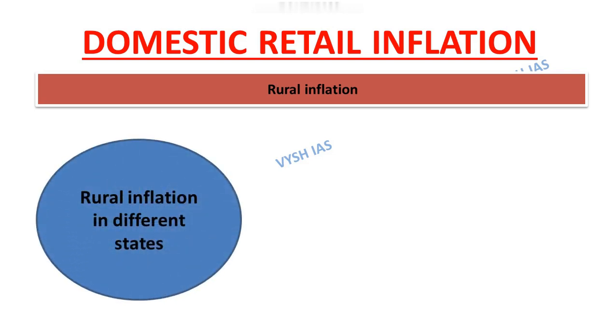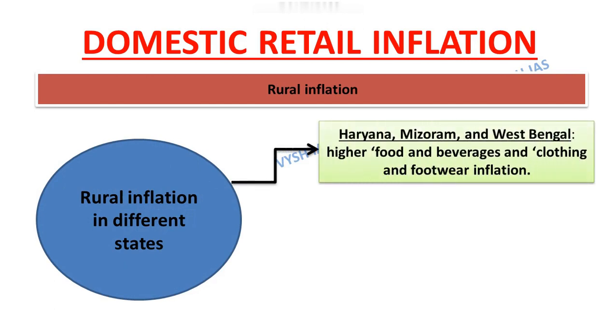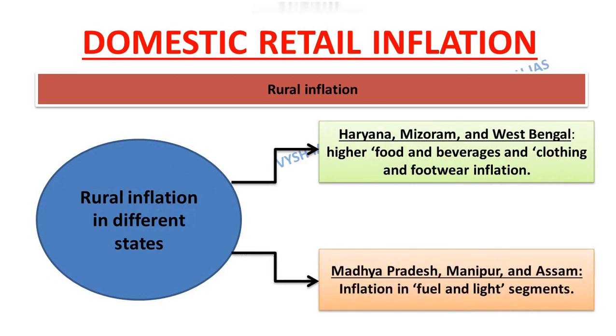Rural inflation in different states, which means we will look at the rural inflation in different states. First one is regarding Haryana, Mizoram and West Bengal, where higher food and beverages and clothing and footwear inflation exist, and in Madhya Pradesh, Manipur and Assam, inflation in fuel and light segments.